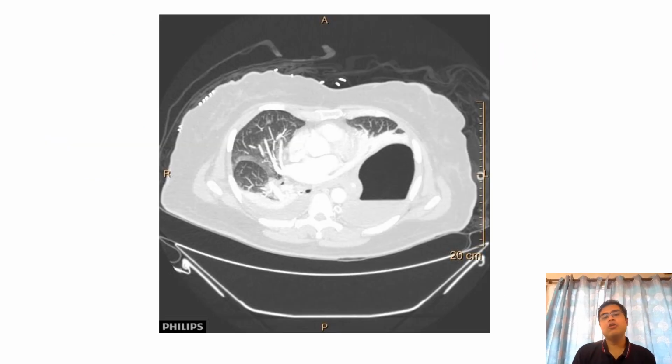So this is a complication of hiatus hernia, and I want you to actually diagnose this. This is actually not a pneumothorax or hydropneumothorax. This is actually a herniated stomach, and this is causing displacement of the mediastinum to the contralateral side, and it's actually called tension gastrothorax.